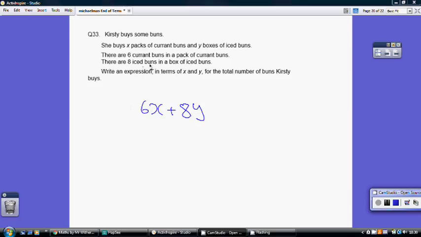Same thing with the iced buns. We've got 8 iced buns in a box. So if I said to you we've got 2 boxes, you'd say 16 buns. If I said to you 10 boxes, you'd say 80 buns. But I'm saying to you y boxes, so that's 8y buns. You're just simply multiplying the number of boxes by 8. So 8y buns. So how many buns have we got altogether? We've got 6x plus 8y.